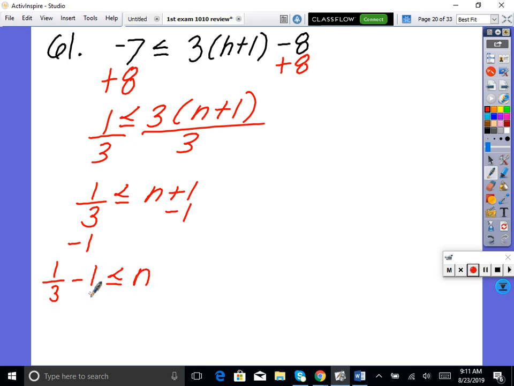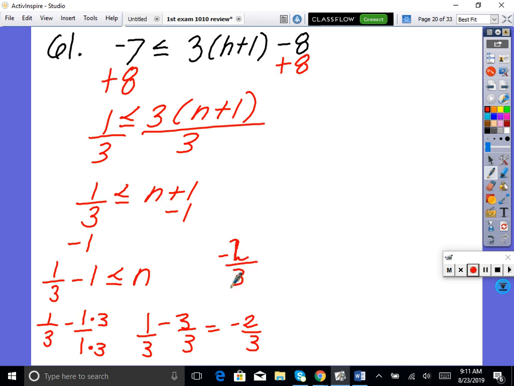We need to put these together, so let's get a common denominator. 1/3 minus 1, I write it as 1 over 1, then I times by 3, times by 3, so then I have 1 minus 1/3 minus 3/3, which is negative 2/3. All right, so we have negative 2/3 is less than or equal to n. Now this one, the algebra would have been easier just to distribute and then subtract 1 and then divide by 3. You wouldn't have had to get a common denominator in the end. But it's not bad to do it this way either.